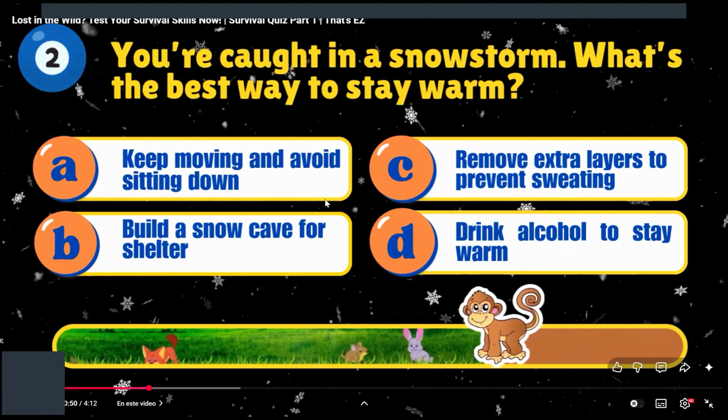Keep moving and avoid sitting down. Build a snow cave or a shelter. Remove extra layers to prevent sweating or drink alcohol to stay warm. What do you think is the best way to stay warm in a snowstorm? All right.